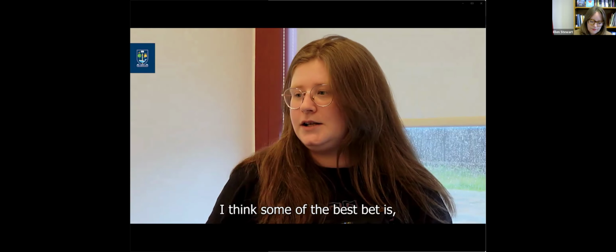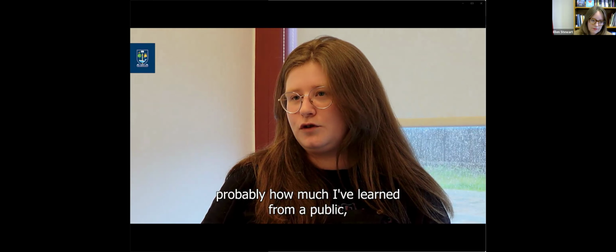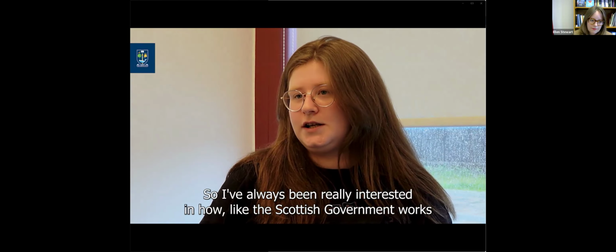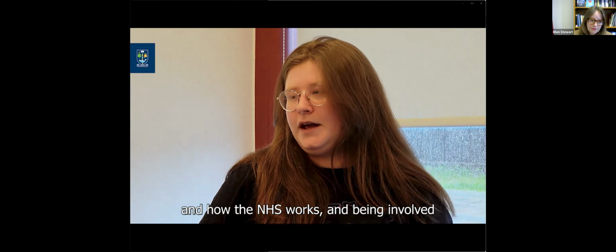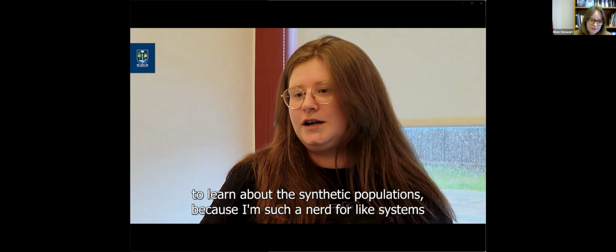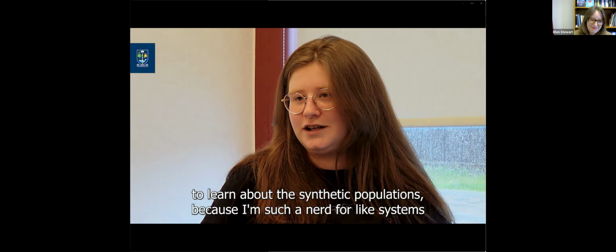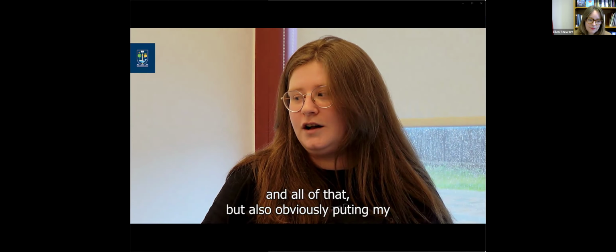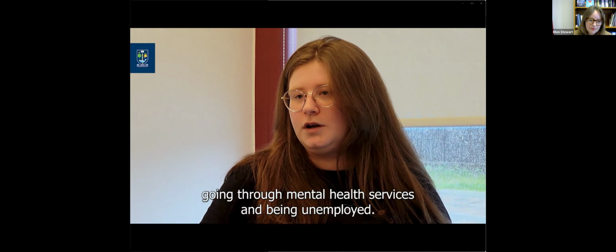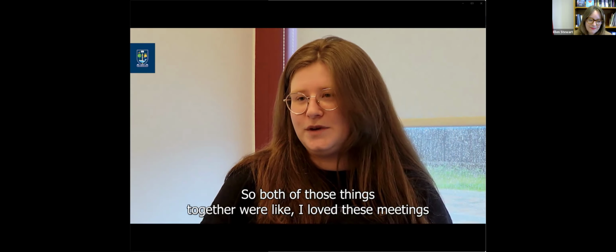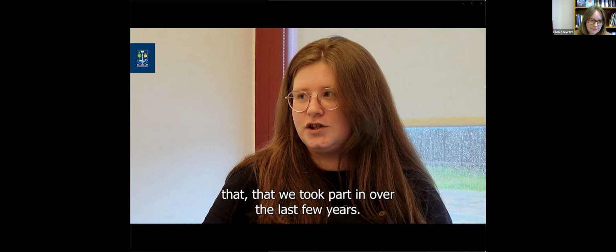I think some of the best bits is probably how much I've learned from a public way of thinking. So I've always been really interested in how the Scottish Government works and how the NHS works, and being involved from a research point of view was really interesting for me to learn about the synthetic populations, because I'm such a nerd for systems and different ways of showing data and all of that, but also obviously putting my voice of lived experience to going through mental health services and being unemployed. So both of those things together were, I loved these meetings that we took part in over the last few years. The worst?